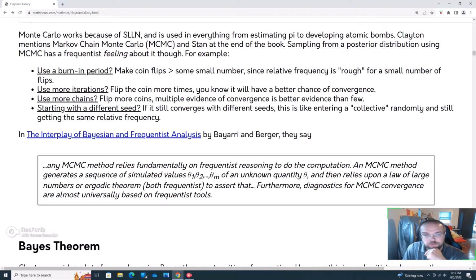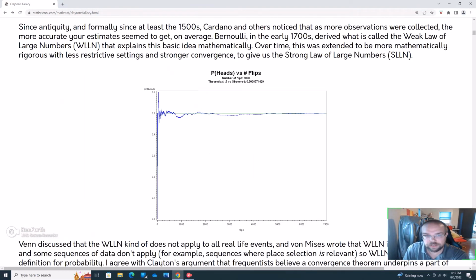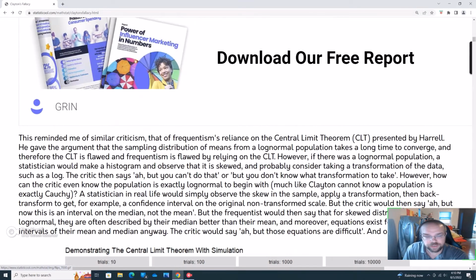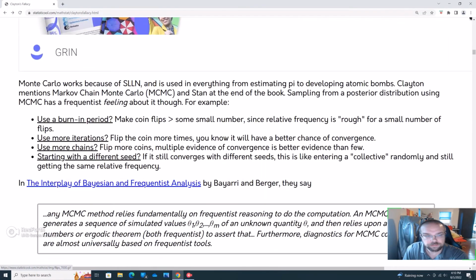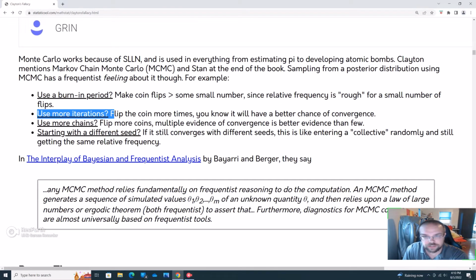Now, for any interesting or practical, maybe real Bayesian analysis, you need Markov chain Monte Carlo to solve things. And it just has a frequentist feeling about it. You're using a burn-in period. So that's like making coin flips greater than some number, because the relative frequency, again, is rough for a small number of flips. If we go up here to this graph, for flips around, I don't know, less than 1500 in this simulation, it's very rough. It hasn't settled down yet. So that's kind of like the burn-in period of a Markov chain Monte Carlo.